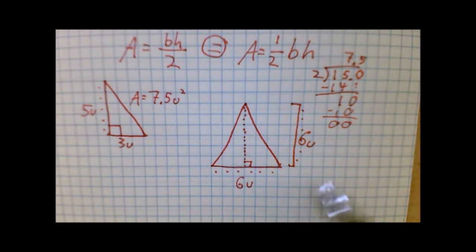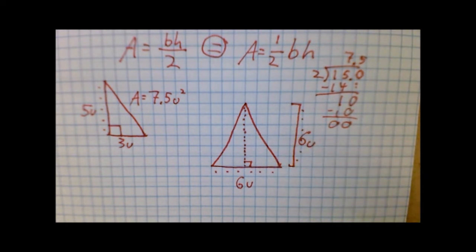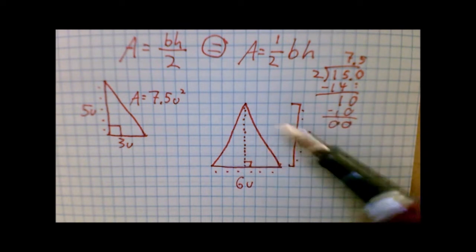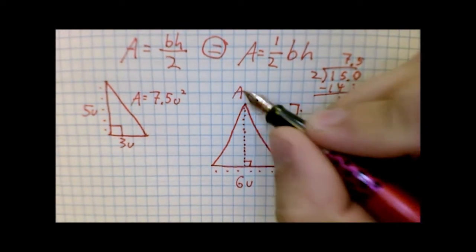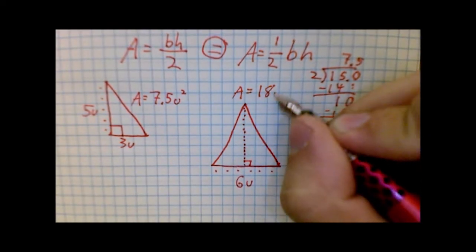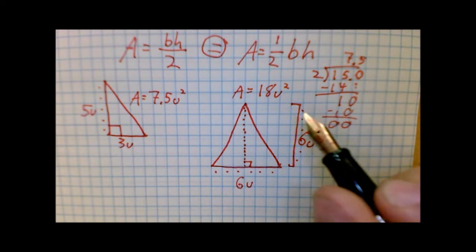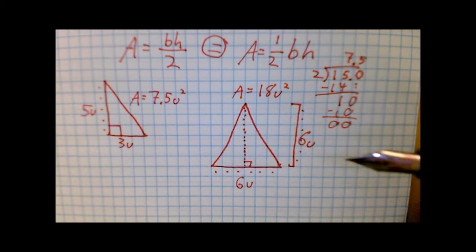At this point, you're simply going to do base times height, 6 times 6, which gives me 36. Then you will do 36 divided by 2. 36 divided by 2 gives me a final area of 18 units squared. There we go. Now, let me give you one more example, going back to the sticky notes.